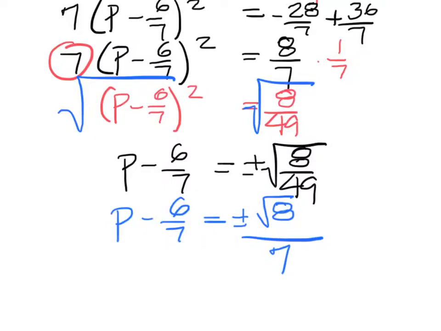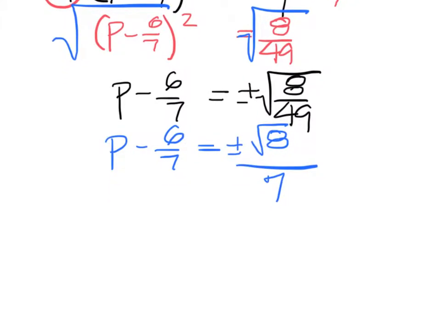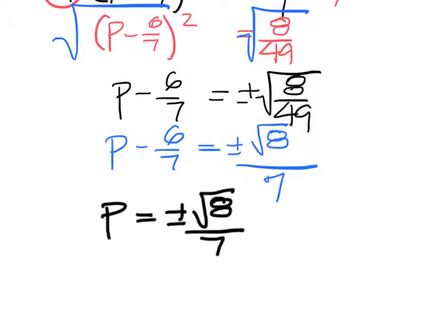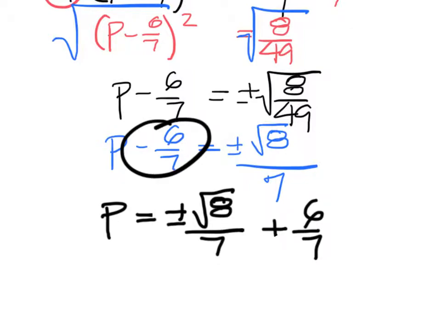So what we end up with is this. We end up with p equals plus or minus the square root of 8 over 7, plus 6 over 7 when we move this over. And you could do that twice, once with a positive, once with a negative fraction here. But since this doesn't come out to be a perfect square, it would end up being a decimal. We'll just leave it in this form here.